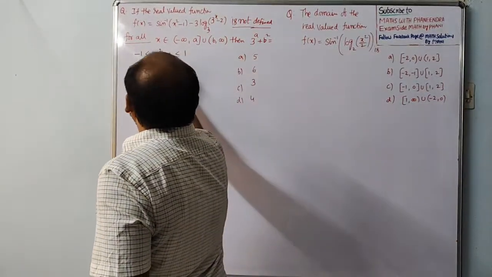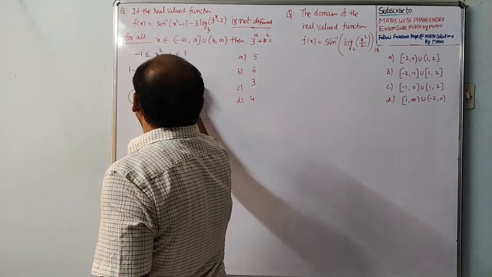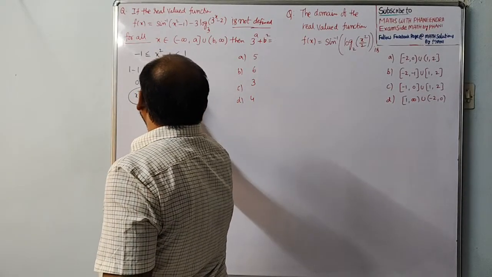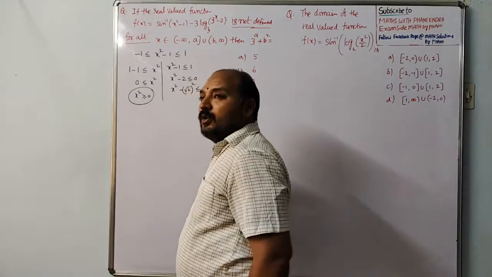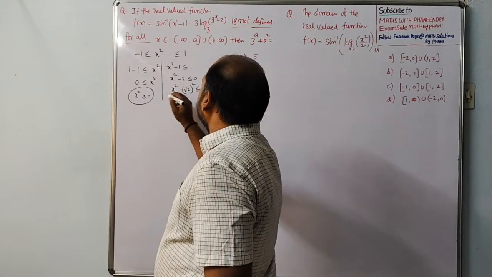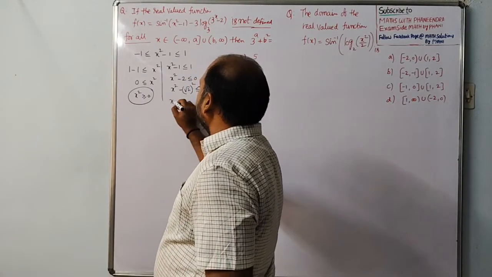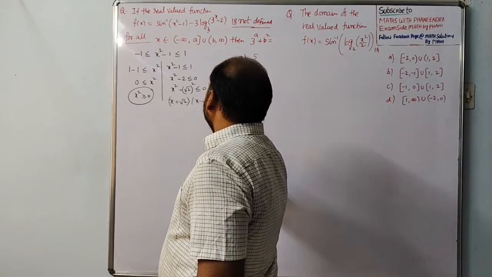Now come here. x square minus 1 is less than or equal to 1, x square minus 2 is less than or equal to 0, x square minus root 2 whole square is less than or equal to 0. So x square, we can write it down like this now, in a plus b into a minus b form, x plus root 2 into x minus root 2 less than or equal to 0.